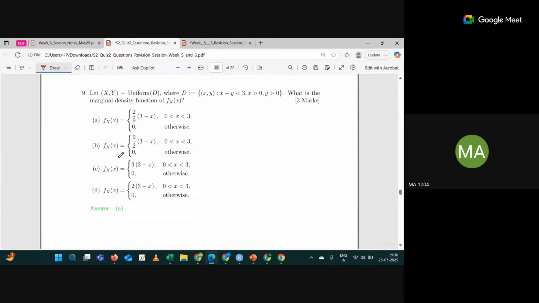What about this question? Answer is A. Just solve it and let me know whether you are getting A or not. First of all, do you know how to calculate marginal density, or should I discuss the marginal part, then I can move? We can, sir. You can? Okay, great then.